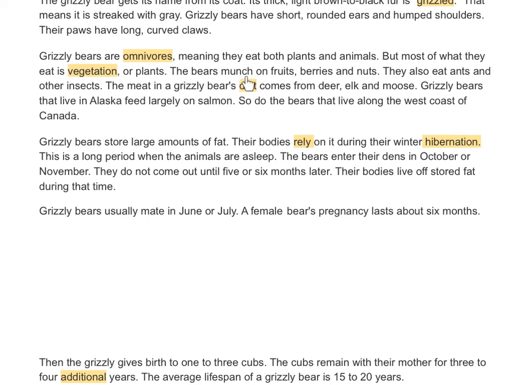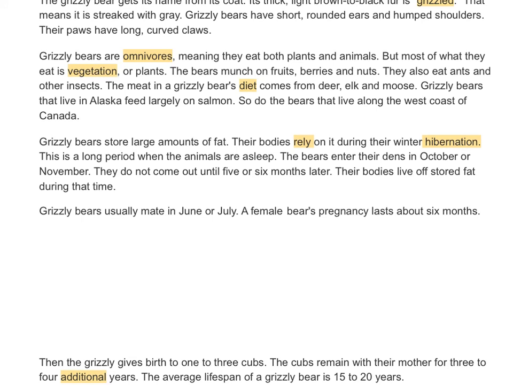Now that you have determined the meaning of the word omnivore and vegetation, let's continue. The bears munch on fruits, berries, and nuts. They also eat ants and other insects. The meat in a grizzly bear's diet comes from deer, elk, and moose. Grizzly bears that live in Alaska feed largely on salmon. So do the bears that live along the west coast of Canada. Now let's think about the meaning of this word diet based on context clues. Now remember, as you're determining this meaning, it isn't about what you know only. We can't just say, well, I think my aunt has gone on a diet before, so I know what that word means. We have to actually use the clues around it to determine the best meaning.